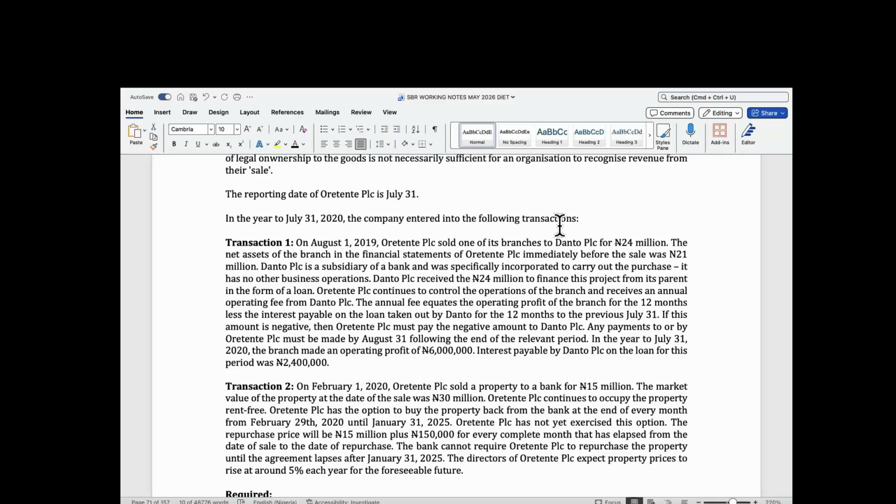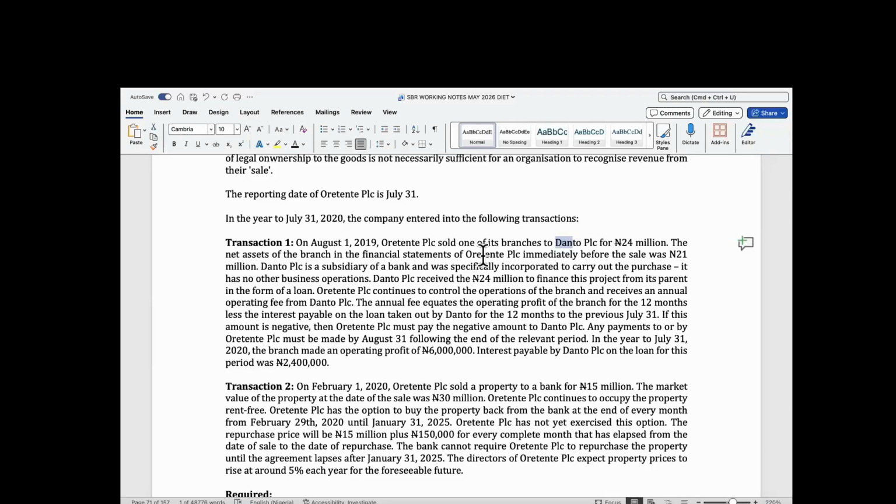So the key thing here, since it's talking about revenue, is that there is this company called Oriente that sold one of its branches to this company, Danto. And from all the information given to us, we saw that Danto is not even an existing company. They just formed it. It is a subsidiary of the bank. They formed it specifically just to buy those branches. And even the money itself, it was the bank that gave it the loan.